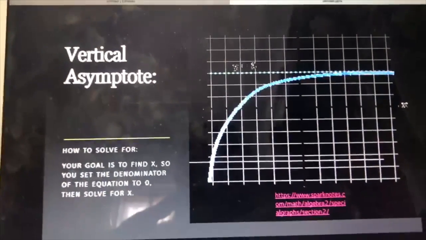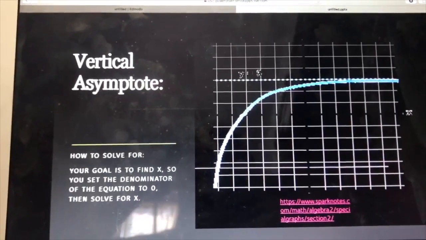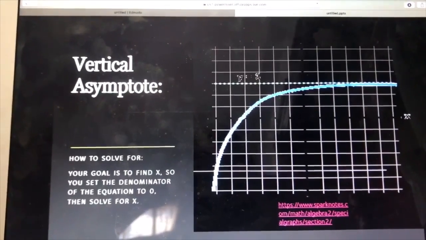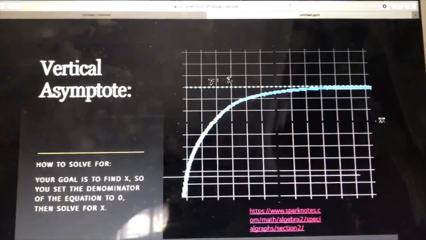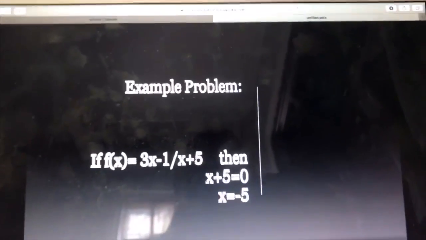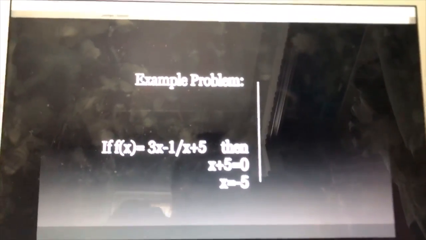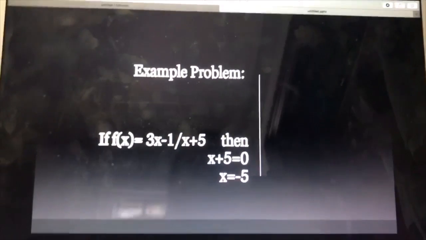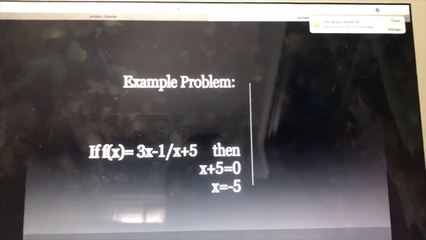Then you have vertical asymptote, and how you solve for that is your goal is to find x, so you set the denominator of the equation to 0, then solve for x, and that is the graph of the vertical asymptote. And here's an example problem. If f of x equals (3x minus 1) over (x plus 5), then x plus 5 equals 0, and then x equals negative 5.